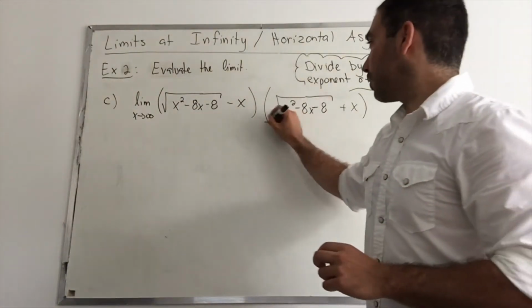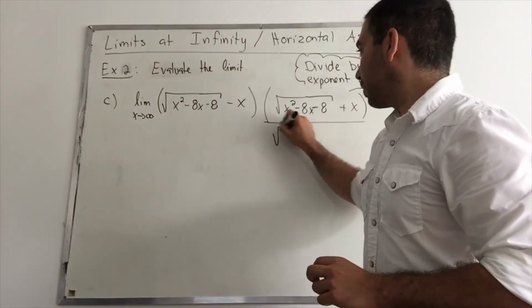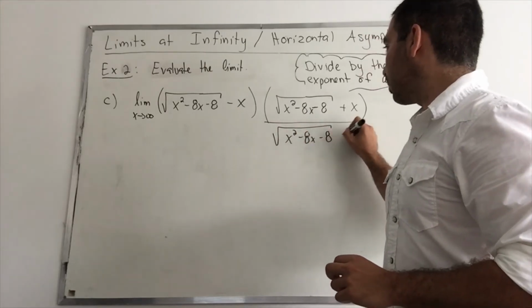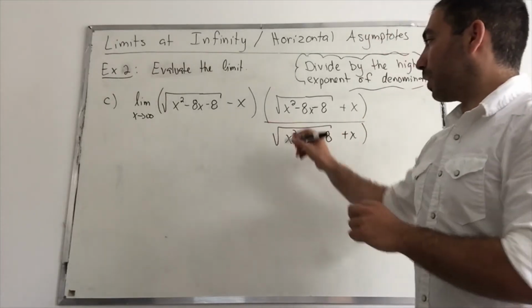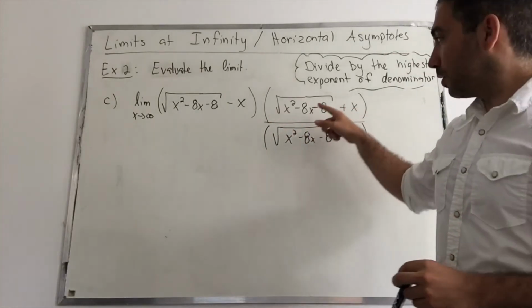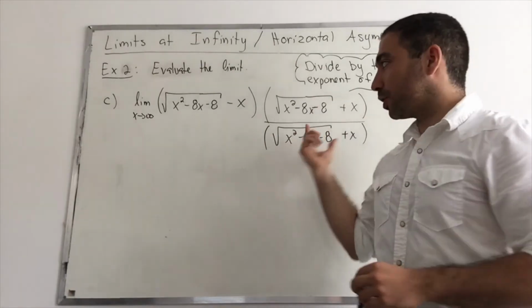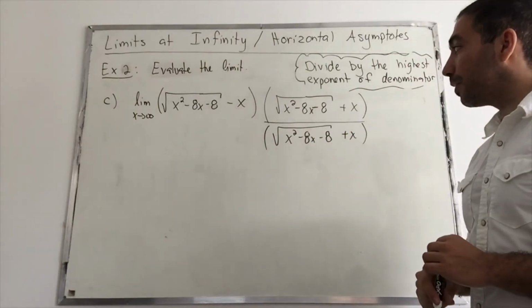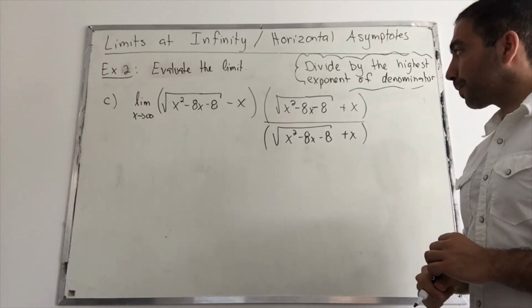So what we have to do is cleverly divide by the same thing: the square root of x squared minus 8x minus 8 plus x. So we all agree that what I multiplied by here and divided by it, it's the same thing. So anything divided by itself is 1. So it's just a fancy way of multiplying by 1 and not actually changing the function that we're working with. Okay, so keep that in mind.